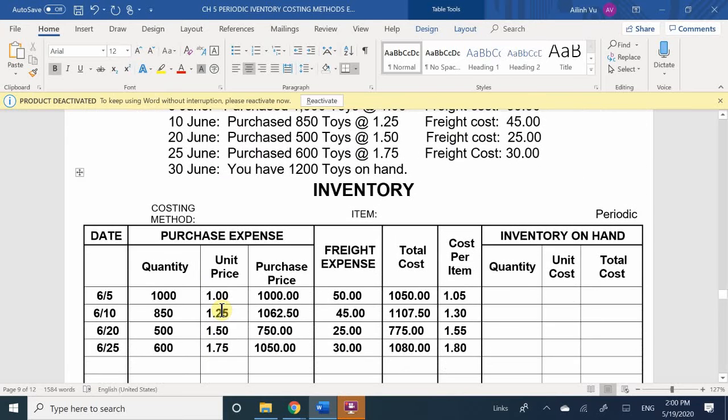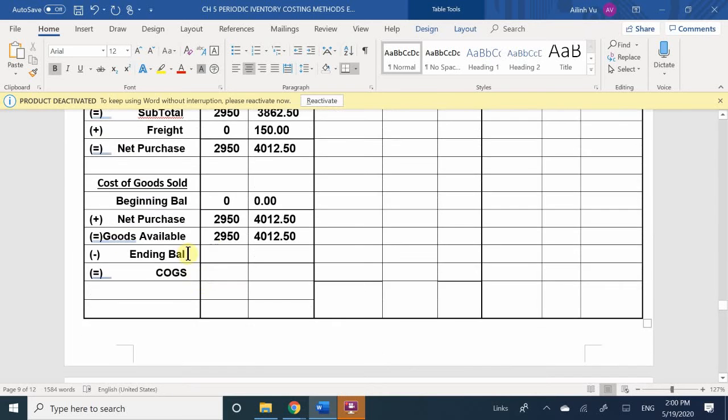Let's go back up to the top again. How many items do we have left in inventory? 1,200. So at least we know the ending inventory. Someone went physically down to the warehouse or the basement and counted that they had 1,200 toys left. So how many toys did you sell? 1,750.